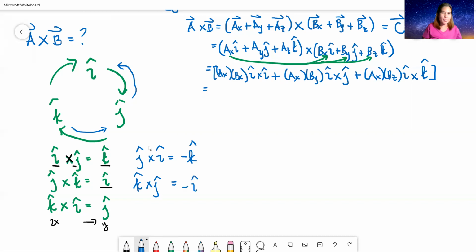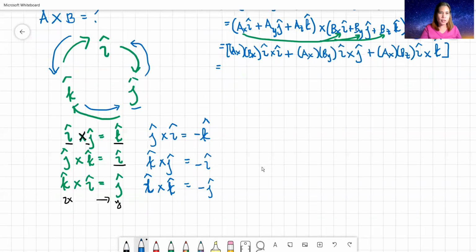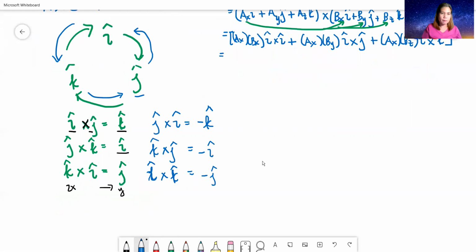And then if I have I cross K, that's counterclockwise, so the resulting would be negative J hat. Okay? So, let me just finish this because you can always use this to check your answers, by scribbling IJK in your scratch, tapos clockwise. So, if I have negative I hat cross K hat, how do we do that?